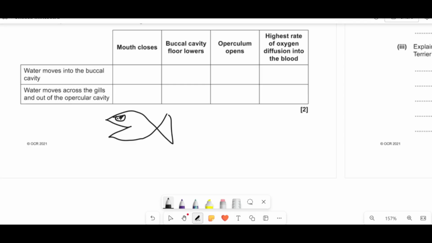So if we draw my epic drawing of this fish, right? Look at that. It's got sunglasses too. He's so cool. Look at that. This is your buccal cavity, the mouth. These holes-ish, these flaps that are open, is your operculum.